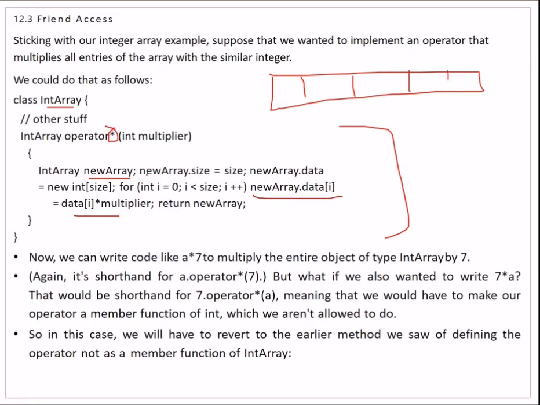So it's quite simple because we have discussed it earlier. You can simply take an array A and multiply it by 7. That will be fine. Also, the shorthand of the operation you can perform: A dot operator multiplication 7, and this function will be called, and the operator will be overloaded.